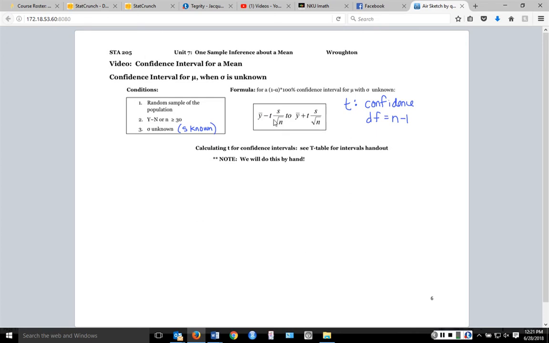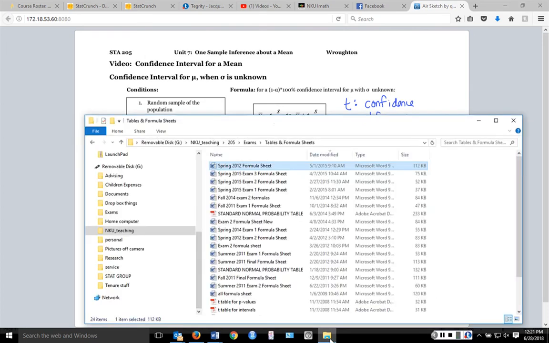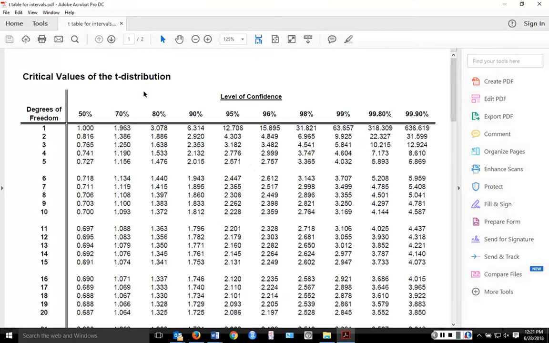So now that we're working with t, our value is going to be coming from a different chart than the one we had before. So if I pull up my t table for intervals, this is what it looks like. What I see here is that level of confidence. So if I want to be 95% confident, I would just go to the 95% column. Then that degrees of freedom I mentioned is whatever row that we're going to go to. So if I have 20 degrees of freedom, I will choose the 20 row. And then where those things match up will be my t value that I will use.